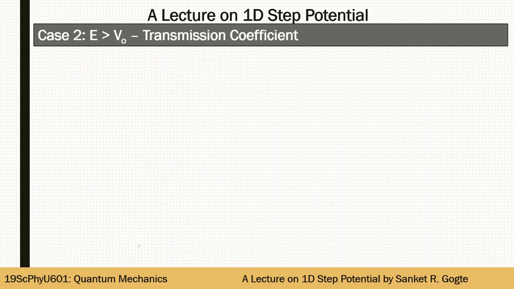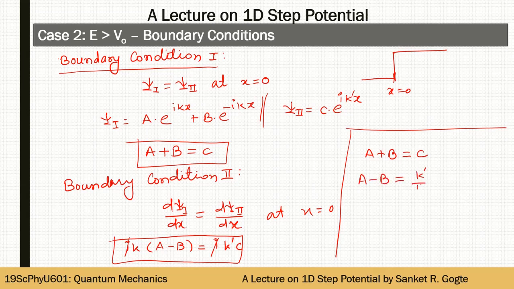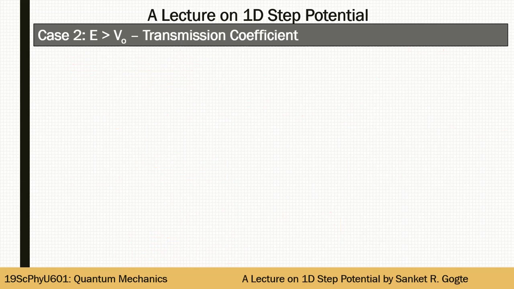So let me write it here in this box. What I have is the first boundary condition is A plus B is equal to C, and the second boundary condition is A minus B is equal to K prime by K into C. Okay, so let's now find out the transmission coefficient and reflection coefficient. Let's find transmission coefficient first.